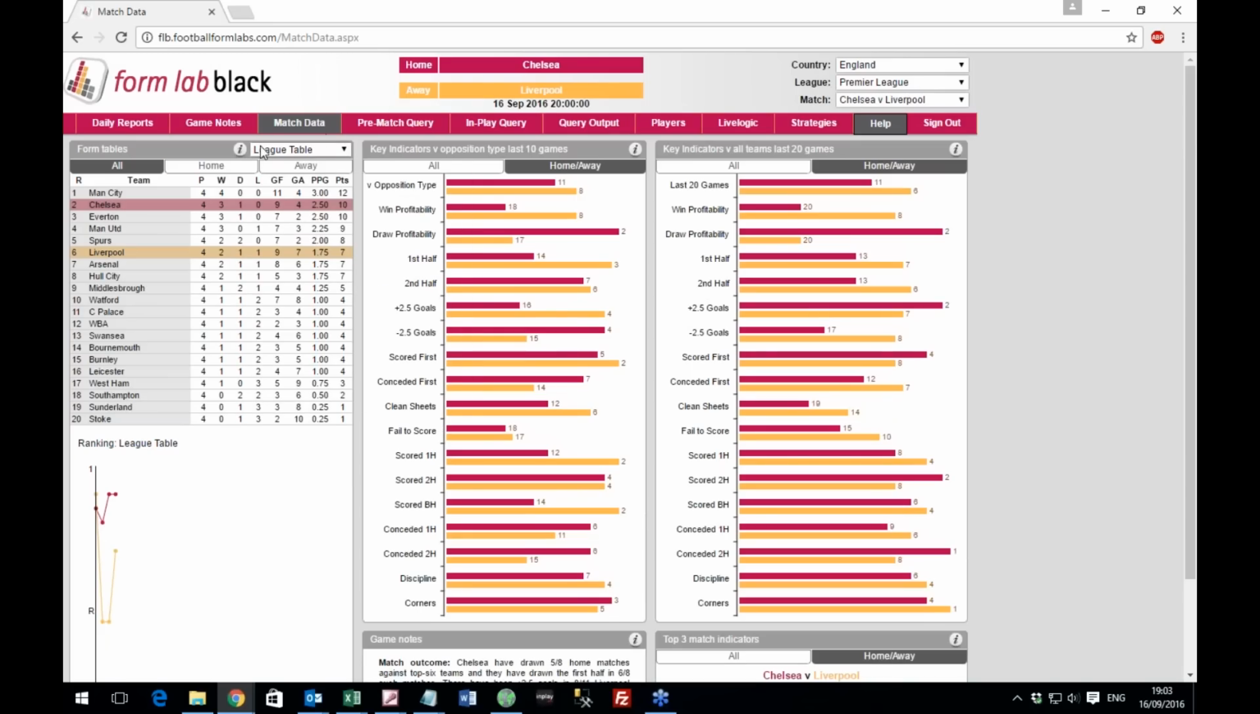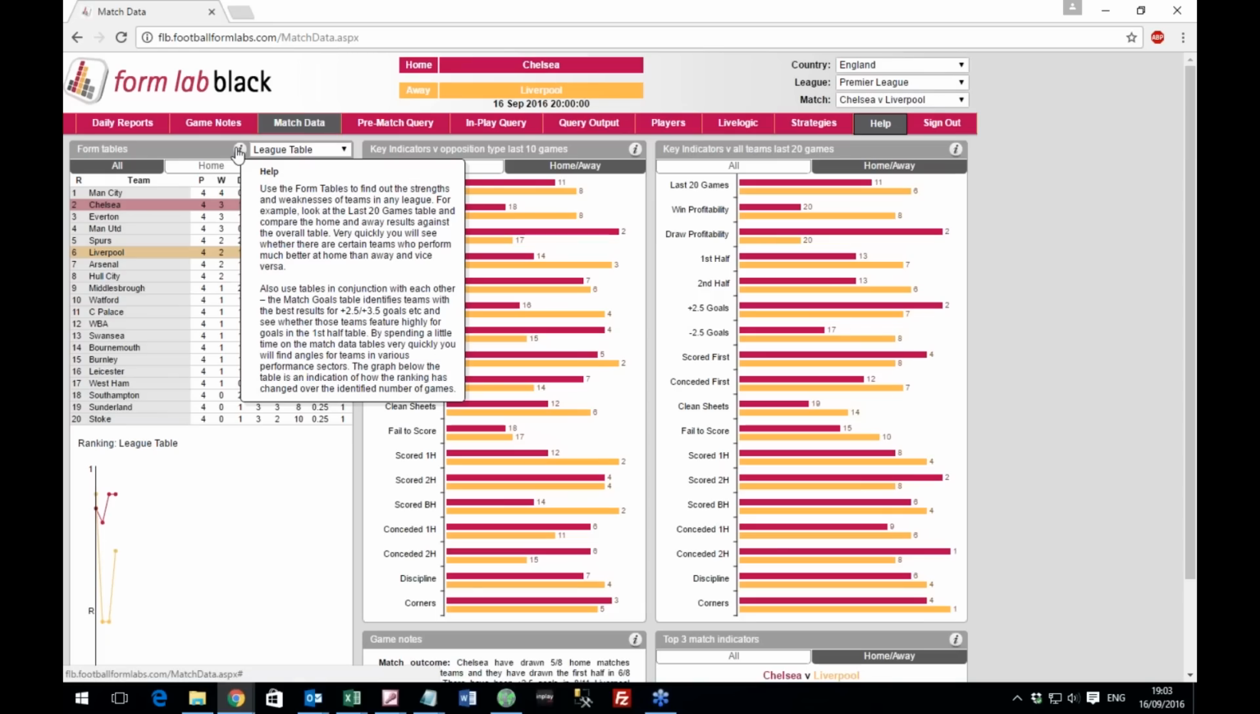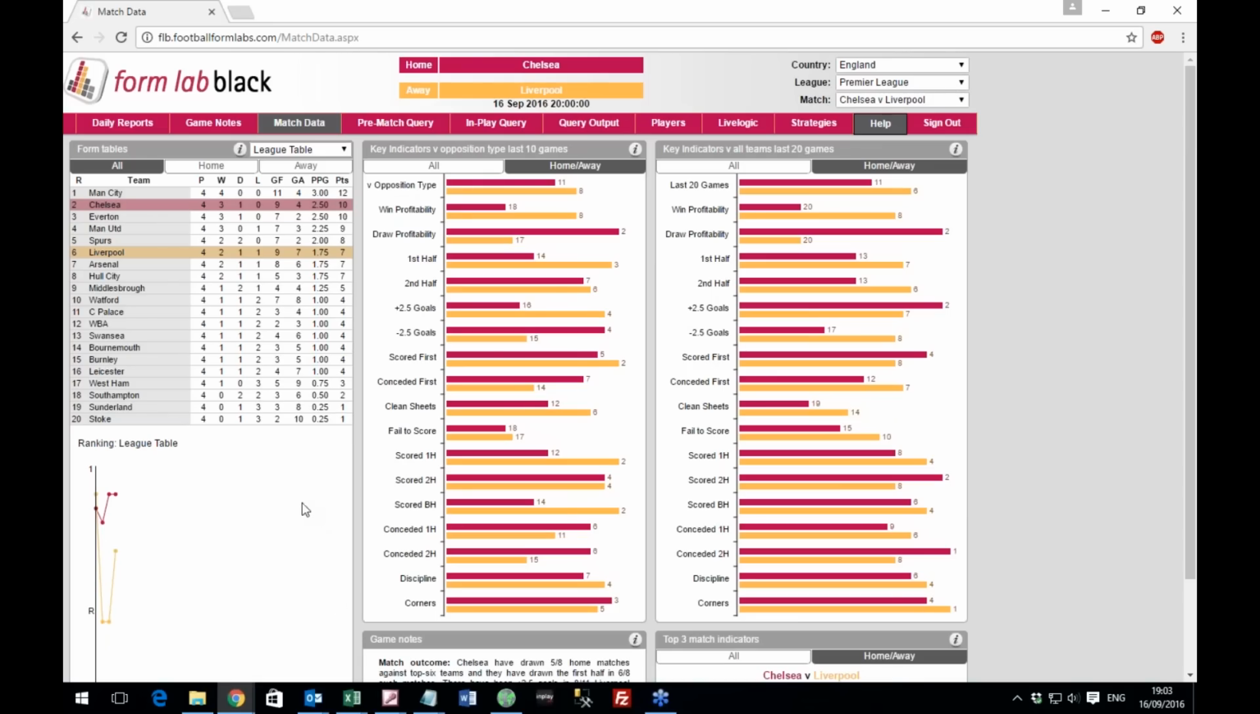Anything in Formlab Black that has the eye icon is a tooltip, so if you hover over that, it'll give you a bit of an idea about what that table or what that section of the page does. The default table is the standard league table. We're 4 games in now for the Prem, so it's starting to take a little bit of shape, and actually looks very similar to how most people might expect it to be at the end of the season.